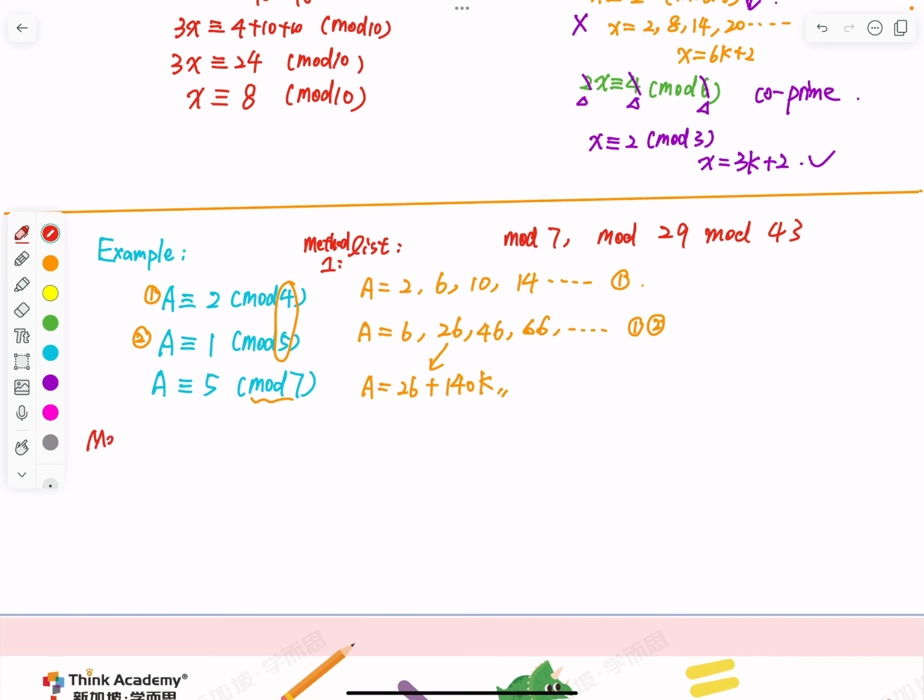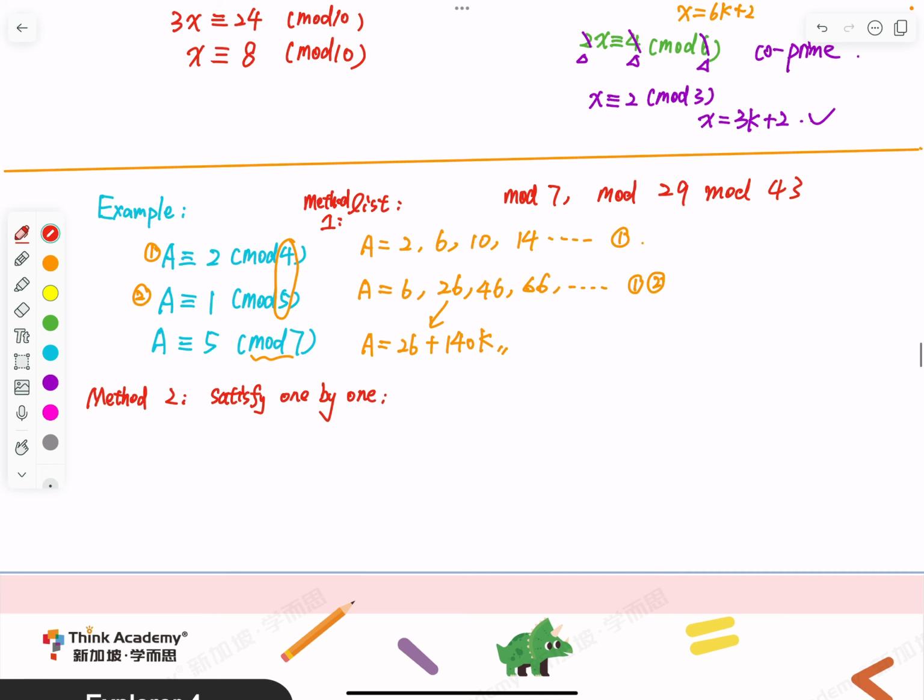Let me introduce another method, method 2. We call it satisfy one by one. Okay, satisfy one by one. If I want to satisfy one by one, firstly let's focus on the first equation, a congruent to 2 if I mod 4. Then I can write down one very important thing. What is the general term of a? A equals 4k plus 2. This is the general term which meets requirement 1.